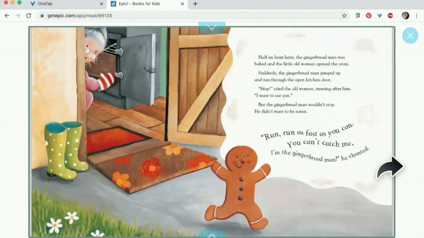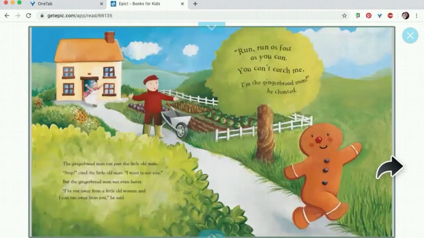Half an hour later, the gingerbread man was baked and the little old woman opened the oven. Suddenly, the gingerbread man jumped up and ran through the open kitchen door. "Stop!" cried the old woman, running after him. "I want to eat you." But the gingerbread man wouldn't stop. He didn't want to be eaten. "Run, run as fast as you can. You can't catch me. I'm the gingerbread man," he chanted.